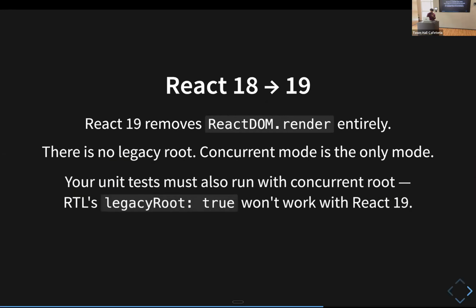And all your unit tests also need to be on concurrent mode. Your legacyRoot should be false. If you have it true, then it won't work in 19. So yeah, the prerequisite is completing 18.